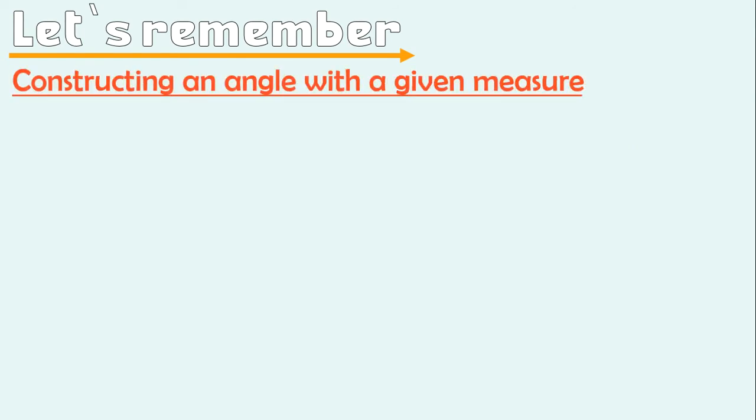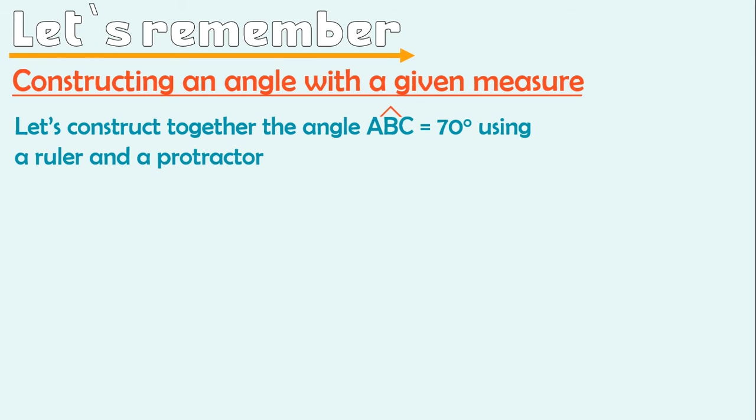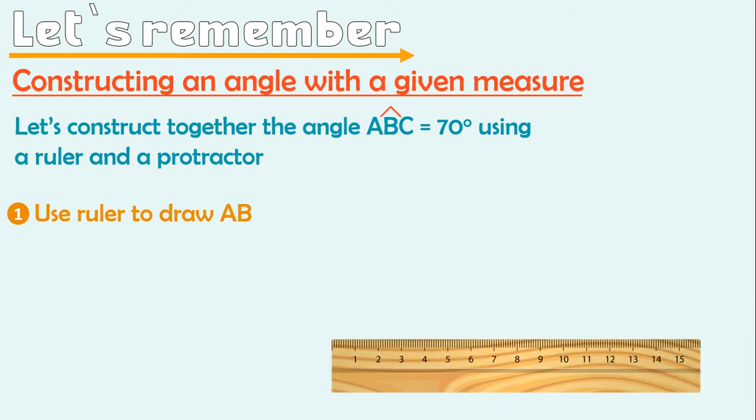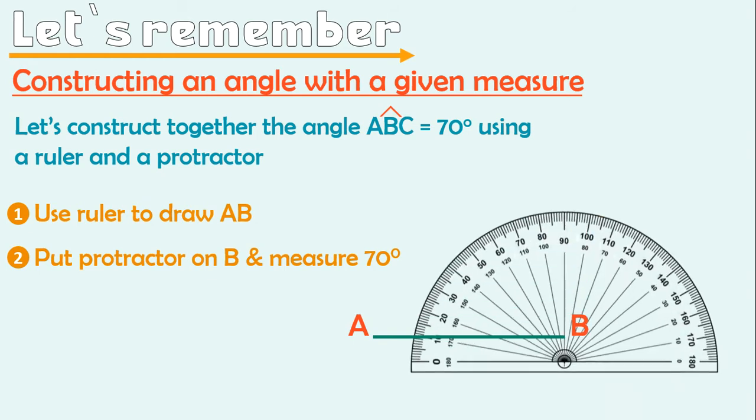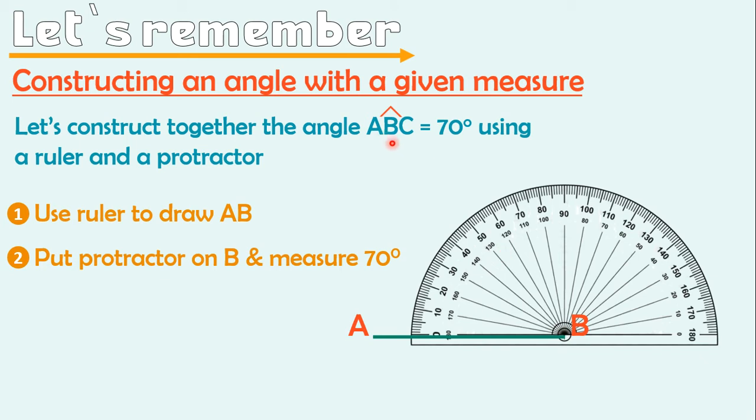Let's remember constructing an angle with a given measure. So let's construct together the angle ABC, which measures 70 degrees, using a ruler and a protractor. First step, we use a ruler to draw AB in this way. Then we put the protractor on B and we measure 70 degrees. We put the protractor on B because B is the vertex. So we measure 70 like this.